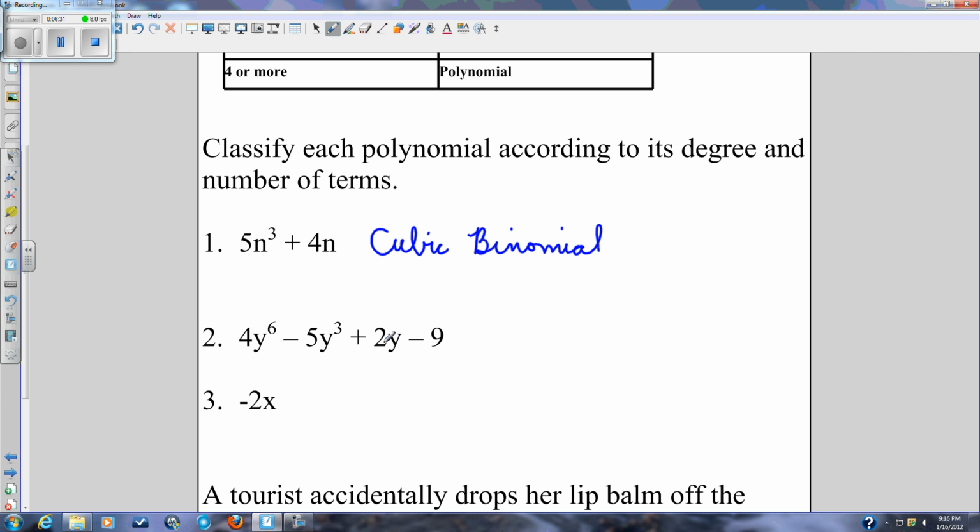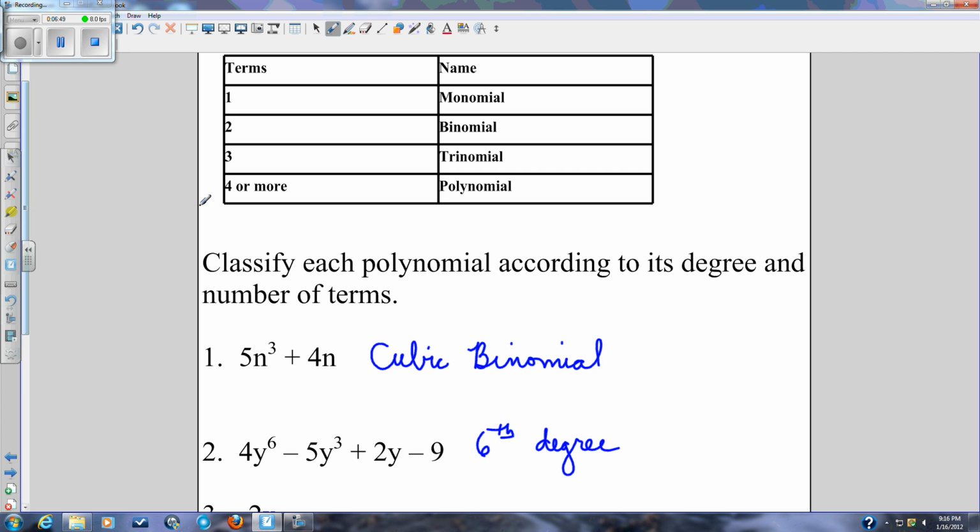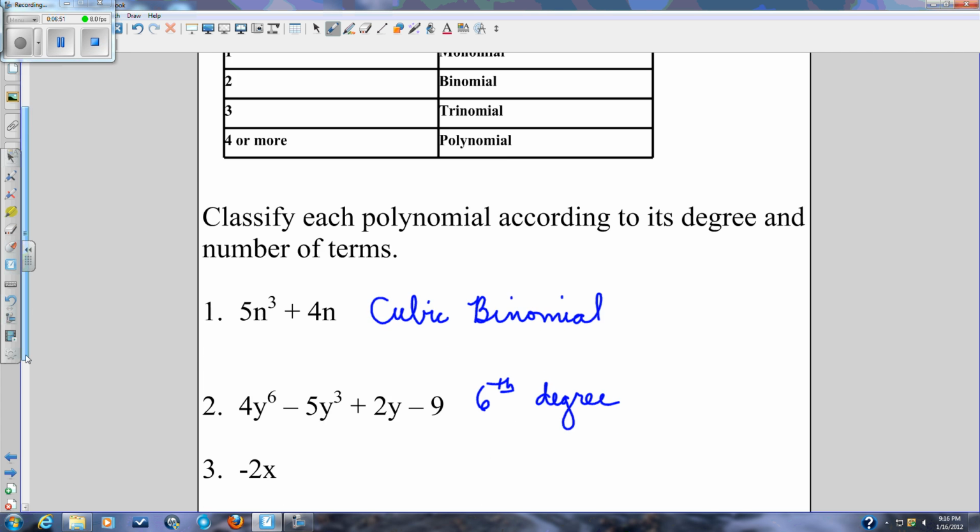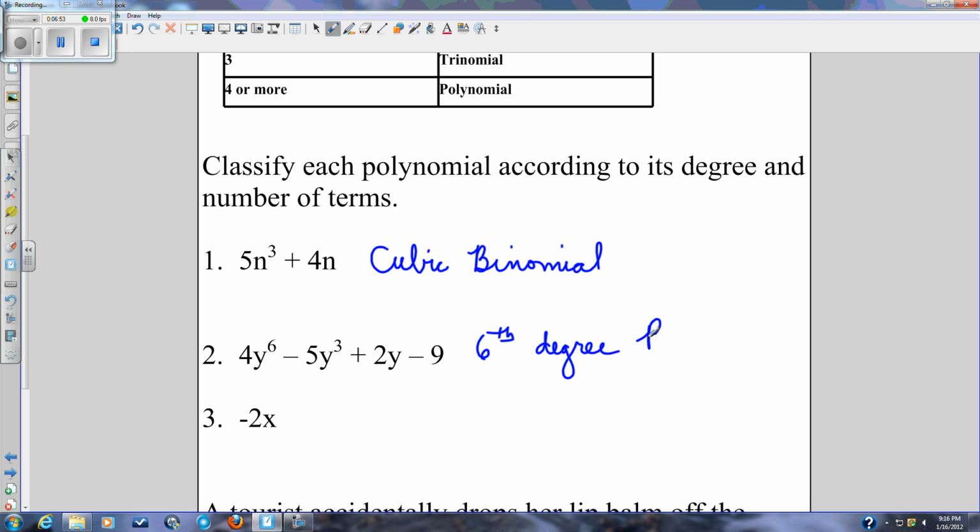This next one, 4y to the 6th minus 5y to the 3rd plus 2y minus 9. The degree of this polynomial is 6, so we're going to say it is 6th degree. And it has 4 terms, and looking back at our chart up here, with 4 or more terms, it is called a polynomial. So we'll say 6th degree polynomial.